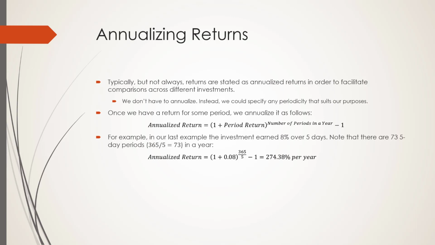Now, notice the assumption here. The assumption is that every single 5 days for a year, you earn 8%. Clearly, that is unlikely to be true. And that's why, let's say that you start a new mutual fund and you've been operating for 5 days, and then you want to put out an ad because you've done well, you've earned 8%. So you put out an ad and it says, our new fund has earned 274.38% per year on an annualized basis. Well, you're going to get in trouble with the SEC because they know that it's very unlikely that you're going to repeat that performance throughout an entire year.